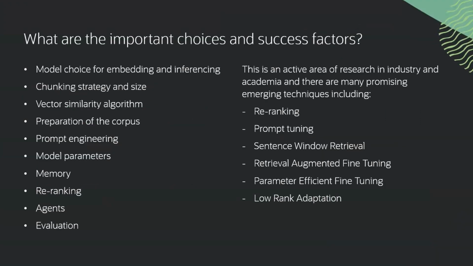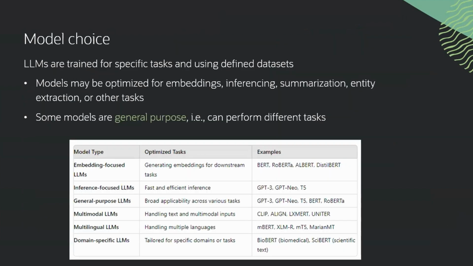There is a lot of research in industry and academia, and there are many promising emerging techniques. This space is evolving all the time. Let's drill into some of these success factors. Models are trained on different sets of knowledge and for different purposes. Some are optimized for embedding, or inferencing, or summarization, and some are general purpose and can perform different tasks. It's important to choose models that are good at the task you need them to perform.